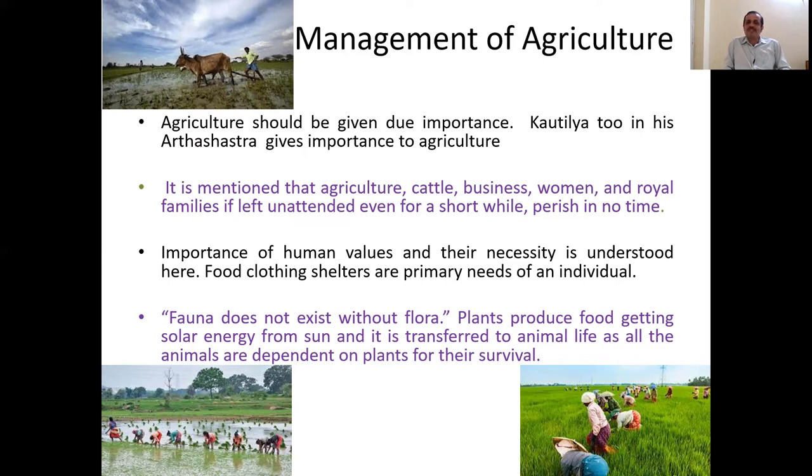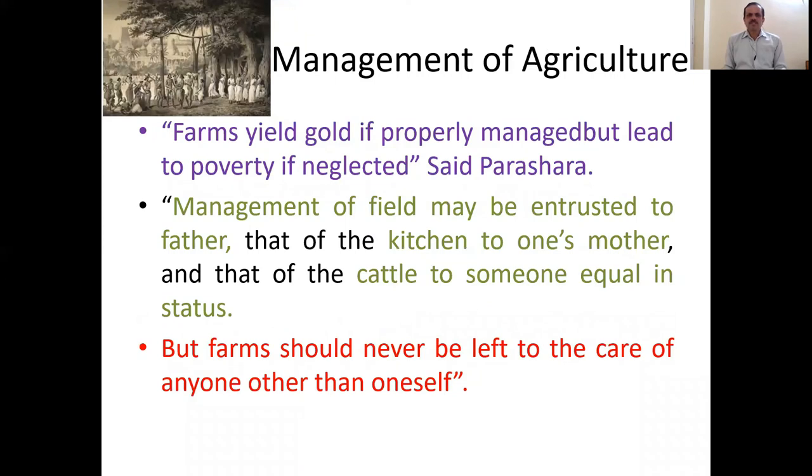Plants produce food, getting solar energy from the sun, through the process of photosynthesis. And then that energy is transferred to the animal life, as all the animals are dependent on plants for their survival. Farms yield gold if properly managed, but lead to poverty if neglected. Parashara very clearly says how you manage the agriculture, the land, the farms. If farms are managed properly, they will yield gold. Otherwise, if you neglect the farm, it will lead to poverty. So one is poor means he has neglected the farm.